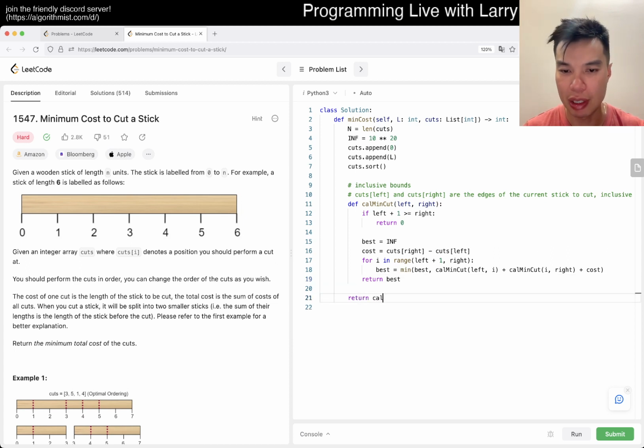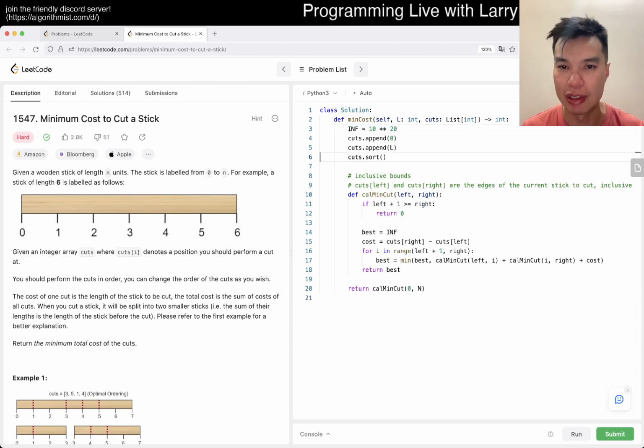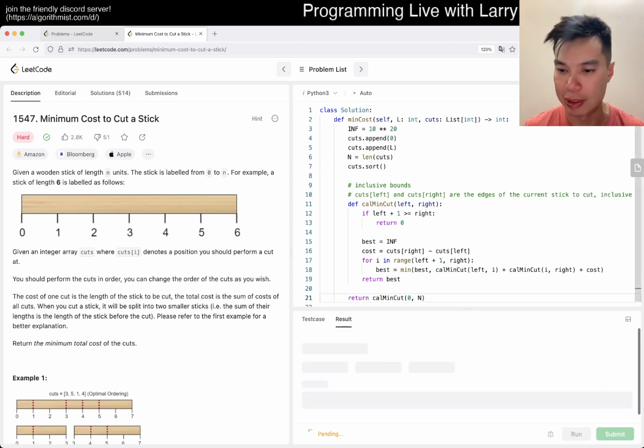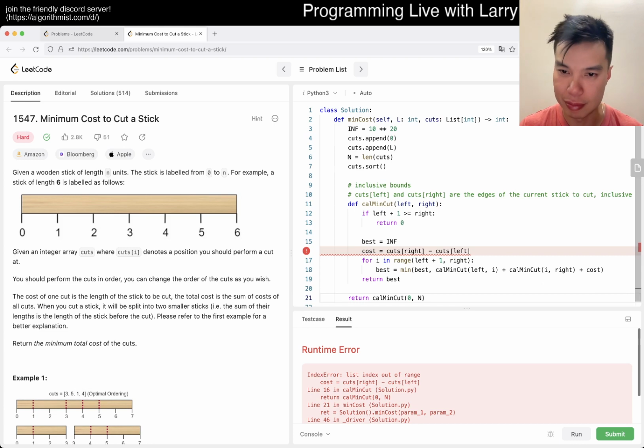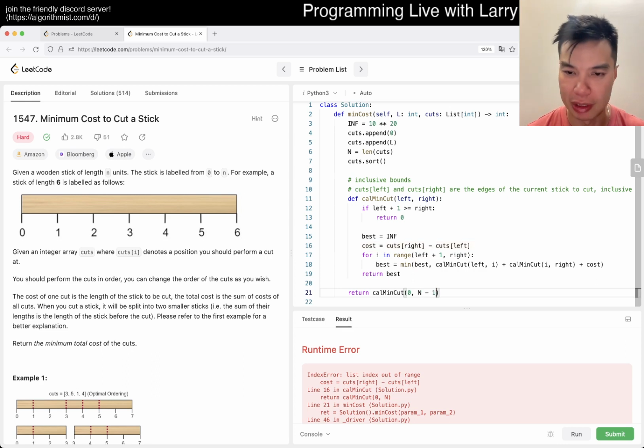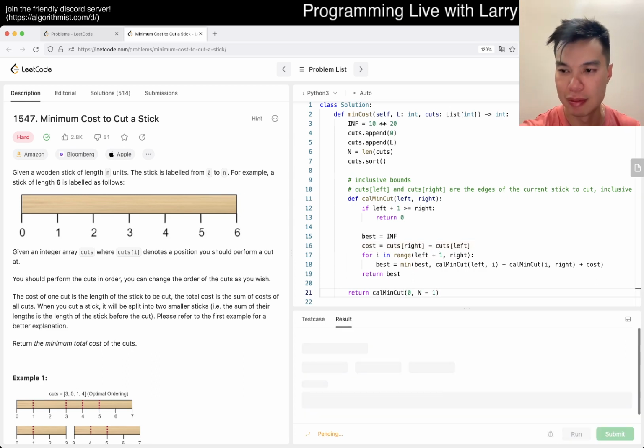So we can return min cut of 0 and n, except I lied, because this n has to be the n after you added the two things. So let's give it a spin. Oh, this is n minus 1, obviously. I am just being silly. Okay, so this looks good.